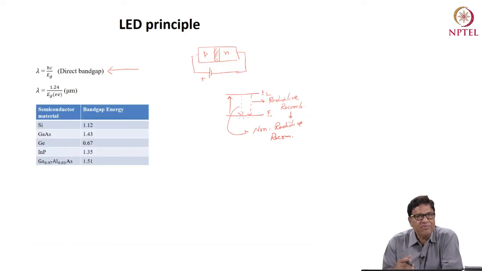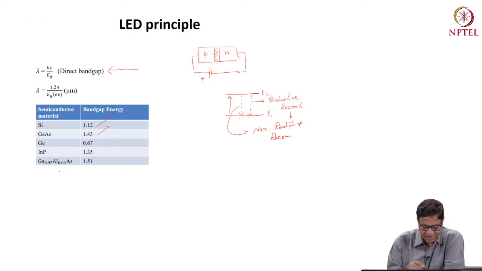So if I take different materials, for example silicon, the band gap energy is 1.12, which will give you a different wavelength. If I use gallium arsenide, the band gap energy is 1.43 electron volts, and for germanium it is 0.67. For indium phosphide it is 1.35, and then you can have different combinations of gallium and aluminum, and you can get different values of band gap energy.